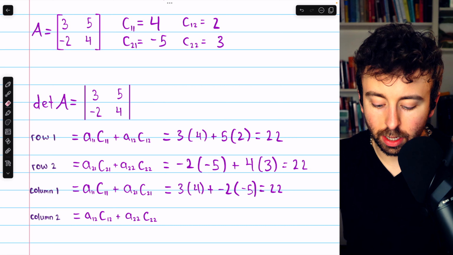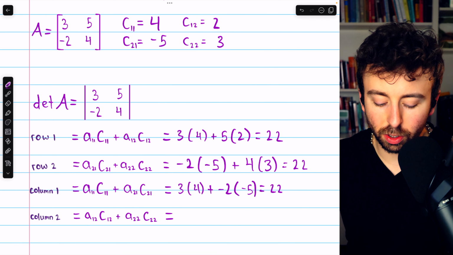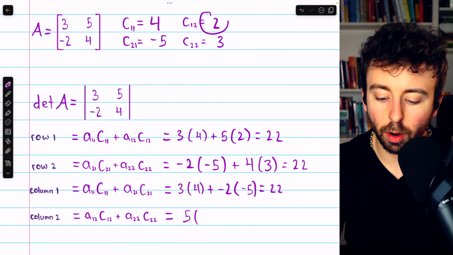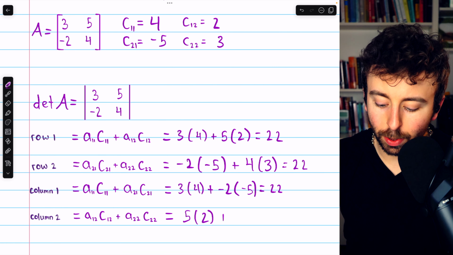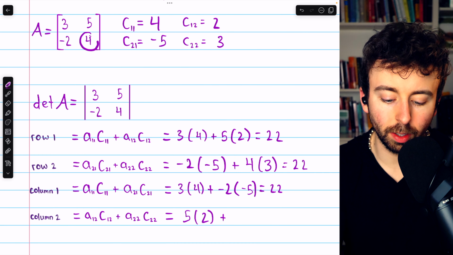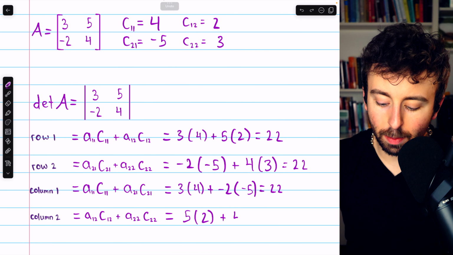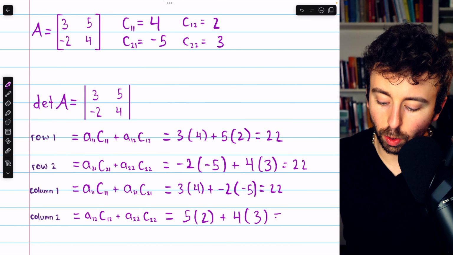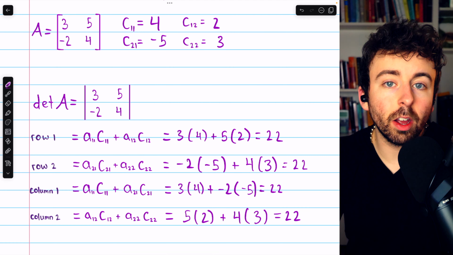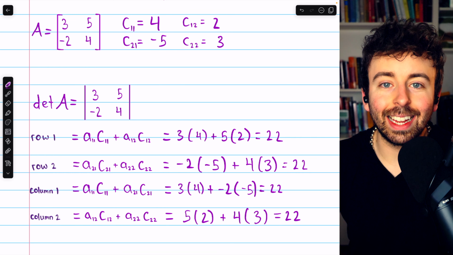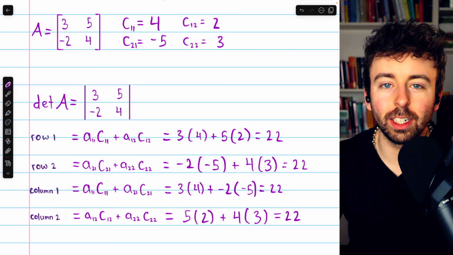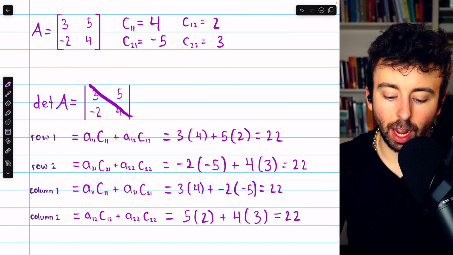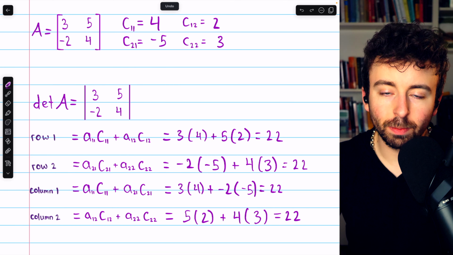Finally, moving on to the cofactor expansion across column 2, we begin with the first entry in column 2, which is 5, multiplied by its cofactor, which is 2, and then plus the second entry in column 2, which is 4, multiplied by its corresponding cofactor, which is 3. This equals 22. So no matter which row or column we use for the cofactor expansion, we're going to get 22, the correct calculation of the determinant for the matrix, which of course agrees with the typical diagonal method. 3 times 4 is 12, minus -10 is 22.